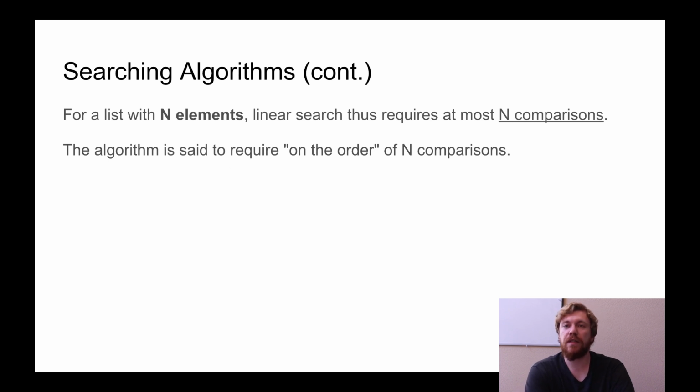And so replacing the specific number 32 with a more generic number, in this case n, for a list with n elements, linear search thus requires at most n comparisons. The algorithm is said to require on the order of n comparisons. So n is basically saying we don't know how large the list or data set that you're looking through is going to be. So we're going to think of things in terms of just this letter, n.